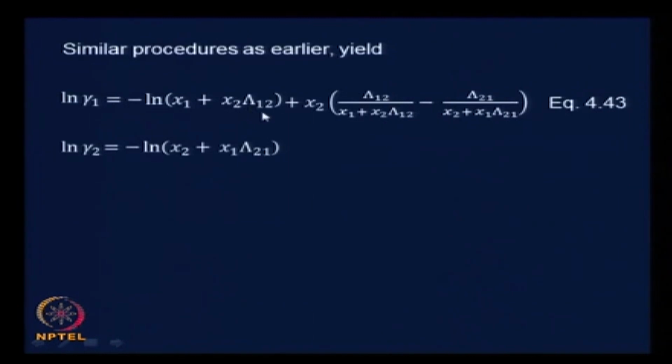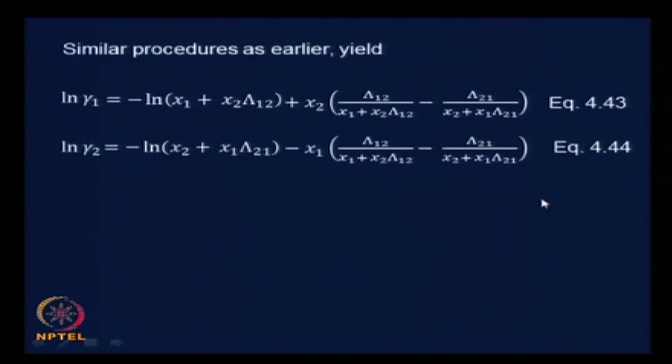There will be some changes here, there will be no changes here: minus ln of (x2 plus x1 times gamma 21) minus x1 times [gamma 12 divided by (x1 plus x2 times gamma 12) minus gamma 21 divided by (x2 plus x1 times gamma 21)]. We will call this equation 444.